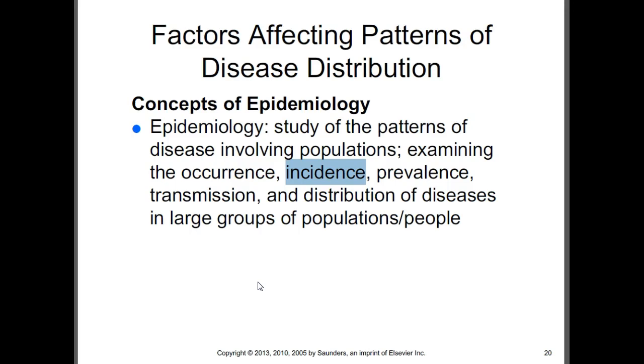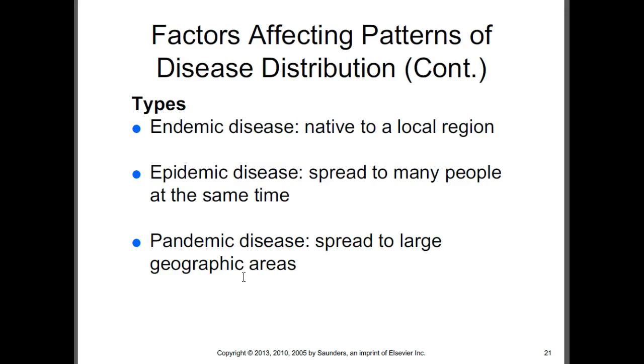All right. So then transmission, right? Distribution of the diseases in large groups. We'll talk a little bit about that. Disease can be endemic. That means that there is a natural amount of the disease in the population. Usually this is regional or local.